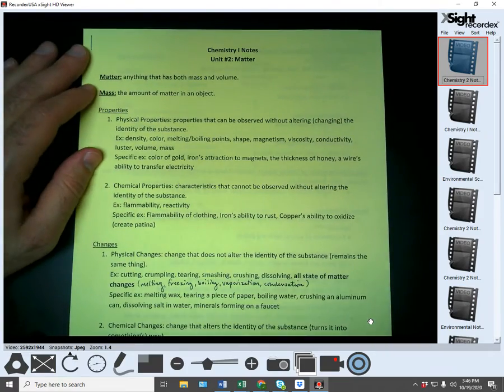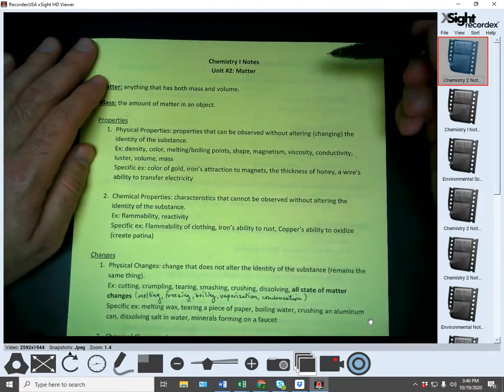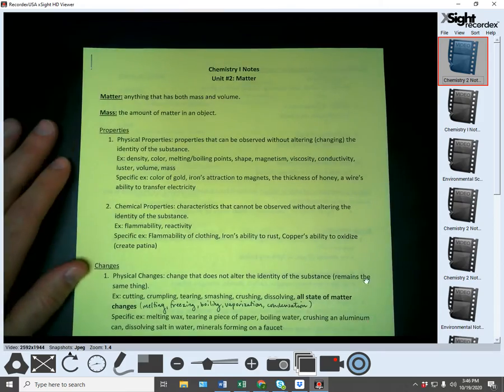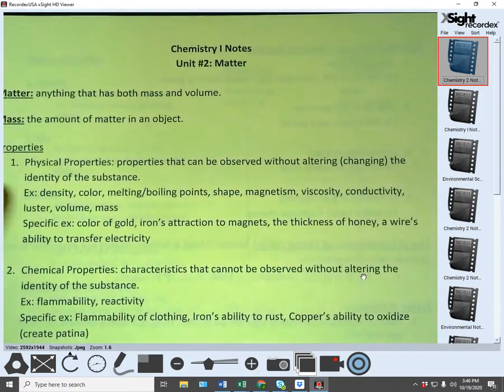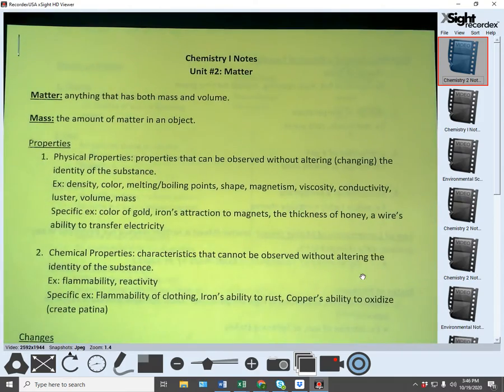All right, hey guys. So I'm going to go over the notes from the classroom lecture for matter. I'm going to try to kind of replicate the discussion we had in class. It might be a little different just because I'm doing it without having people to interact with, but I'll try to get as close as possible.